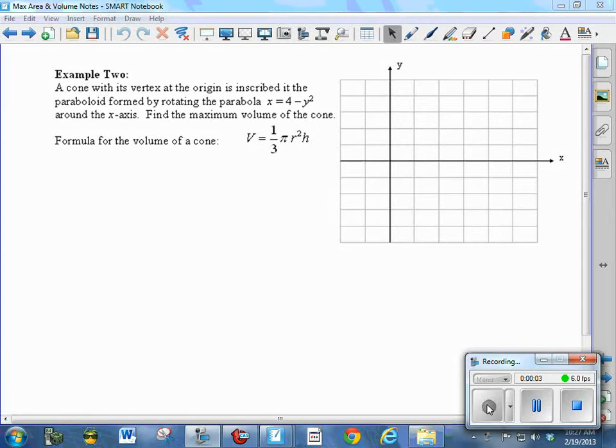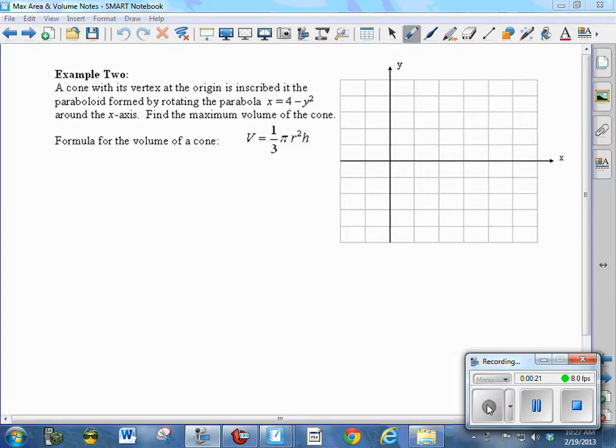Maximum area and volume notes, example 2. A cone with its vertex at the origin is inscribed in the paraboloid formed by rotating the parabola x equals 4 minus y squared around the x-axis. Find the maximum volume of the cone.